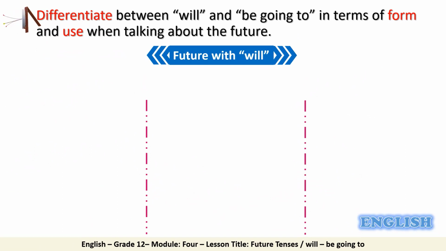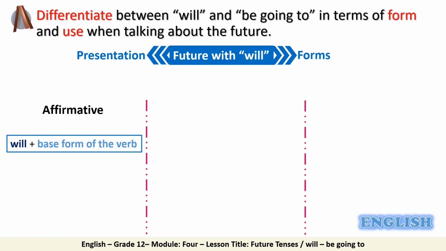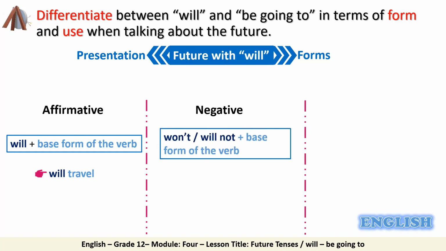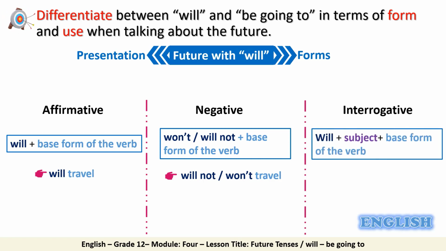We will start our first objective by exploring the different forms of the future with will. We start with the affirmative form, and it is made by using will for all the pronouns and the base form of the verb, like will travel. Then we move to the negative form, which is made by using won't or will not for all the pronouns and the base form of the verb. For example, will not or won't travel. Finally, the interrogative form, which is made by using will followed by the subject and the base form of the verb. For example, will you travel?